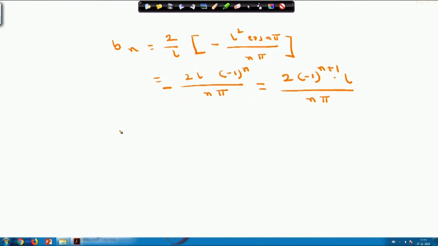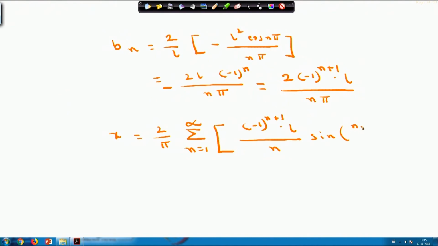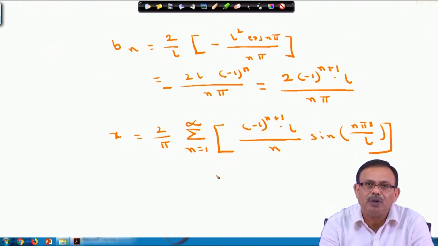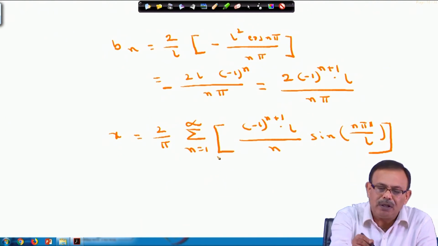So, the Fourier series of the function f(x) I can define as 2 by pi summation n equals 1 to infinity minus 1 to the power n plus 1 into L by n into sine of n pi x by L. So, the Fourier series of the function f(x) equals x, which is an odd function, equals 2 by pi summation n equals 1 to infinity minus 1 to the power n plus 1 into L by n into sin n pi x by L.